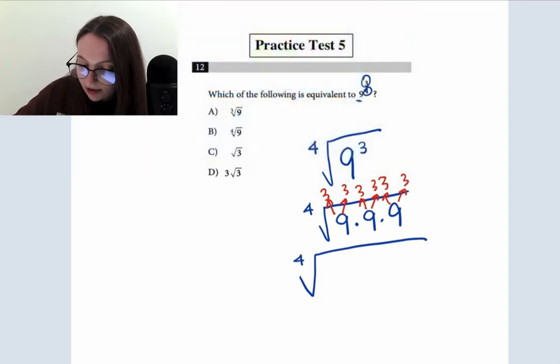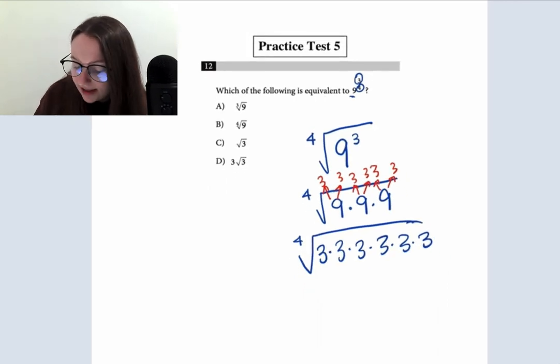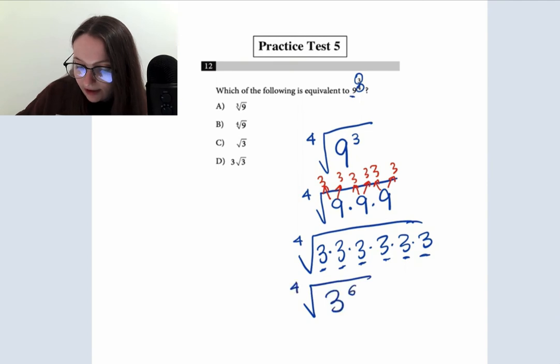So that's going to give us 6 threes. So 3 times 3 times 3 times 3 times 3 times 3. What a tongue twister. So many threes. So we can see that this is basically 3 raised to the 1, 2, 3, 4, 5, 6, 3 raised to the 6th power. We can rewrite this as that, and that's going to be raised to the 4th.